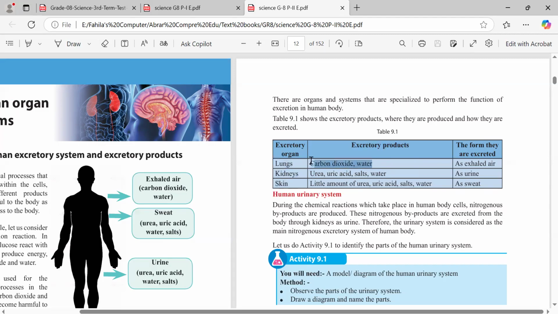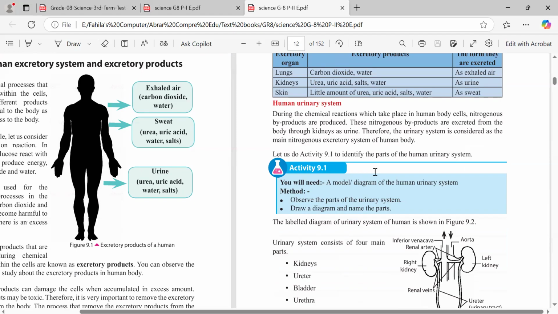When we breathe out, we release the carbon dioxide that is built up in our body. These are the excretory products, right? Then these are the ways that they are excreted out of our body. Now, when we talk about skin, what can you see outside? You can see sweat coming out of the skin. So, what does this sweat contain? A little amount of urea, uric acid, salt, and water. So, this chart is something that you must memorize.